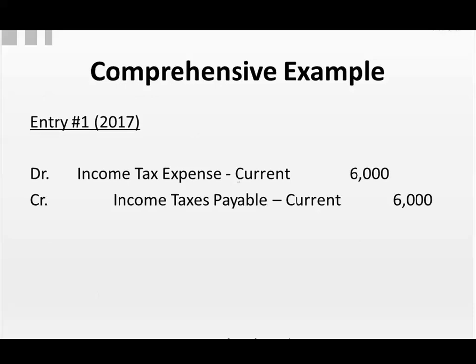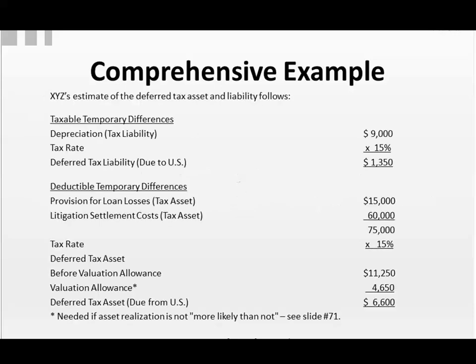But then you've got to look at the so-called temporary differences. So let's take a look. You say, well, for the $9,000, which creates a deferred tax liability, I'm getting that interest-free loan in the first year, 9,000 times 15% is the value of the interest-free loan due to Uncle Sam, deferred tax liability, which is $1,350. The other two items create a deferred tax asset. The provision for loan losses, which I take on the books, but I can't take on a tax return yet. Can't take it in 2017. And the litigation settlement, same thing. So that's $75,000 times 15%, which gives me $11,250. So that's the gross amount of the deferred tax asset before any valuation allowance.